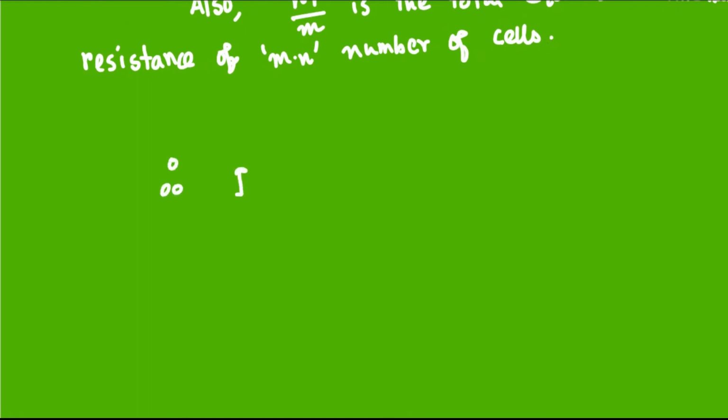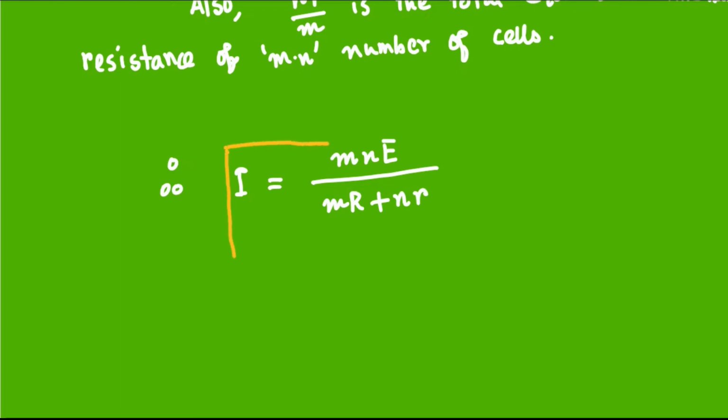Therefore, I equals mnE divided by mR plus nr. Equation 1.